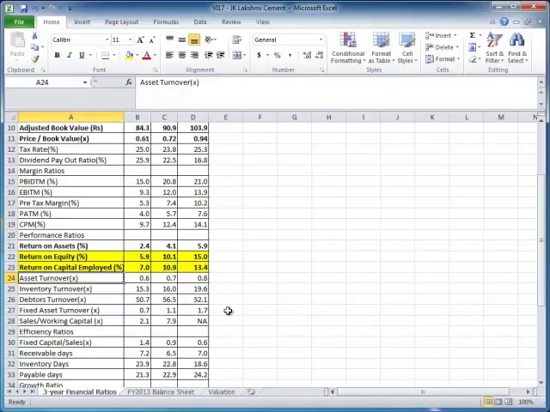Next we have is asset turnover. That's looking at the relationship between the total assets and revenue.